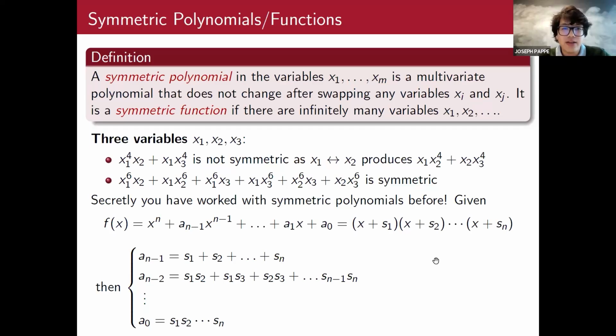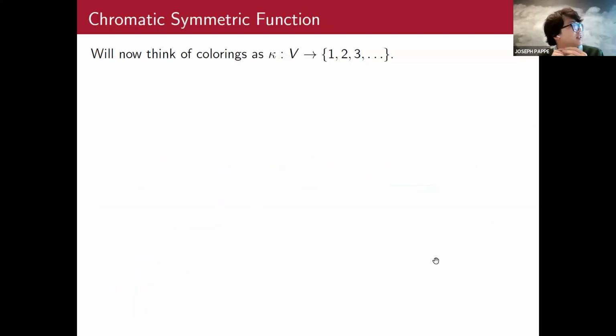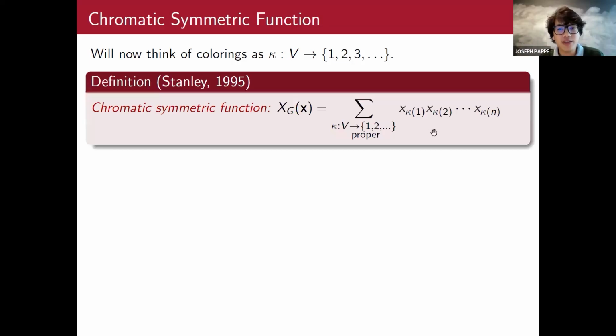So why do we need this? Well, we're going to define a generalization of the chromatic polynomial called the chromatic symmetric function. We're not only going to care about how many proper k-colorings we have, we're also going to care about which colors we used. And for us, right now, we're going to think of our colors really as the numbers 1, 2, 3, etc. So the chromatic symmetric function is equal to the sum over all proper colorings of our graph, where we keep track of every single color used in terms of a monomial term.